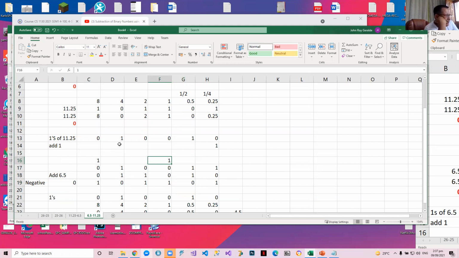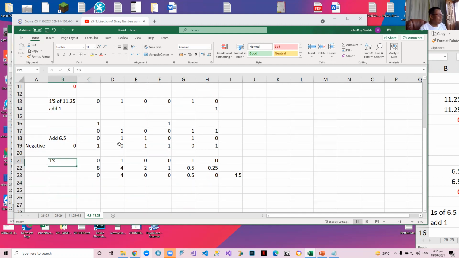Okay. Anyway, let's find out, no? 1 plus 0 is 1. 0 plus 1 is 1. 1 plus 1 is 0, carry 1. 1 plus 0 is 1, carry 0. Okay. This is negative, no? Okay. This is a negative form. No, mali pa tayo, no? Mali pa tayo, okay? Kasi dapat pa tayong mag-add ng 1.